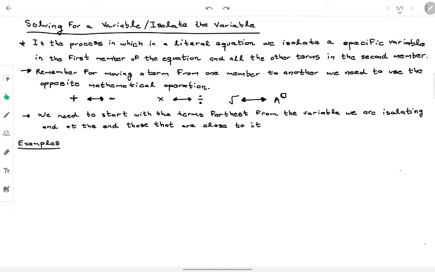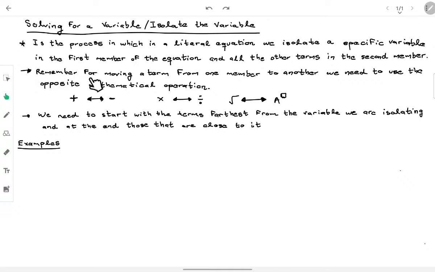It's a process in which, in a literal equation, that means one that has letters, we isolate a specific variable in the first member of the equation and all the other terms in the second member of the equation. So the idea is that to isolate is to leave alone a specific variable, a specific letter, in the first member and the other terms in the second member of an equation.